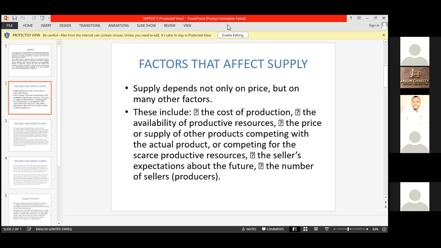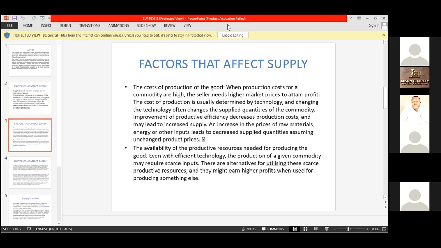That's the second factor. The third factor that we have to consider here is the availability of productive resources. Now you have the money. Do you have the resources? If the answer is yes, you can produce using the resources available. You have the money, you have the resources, but do you have the knowledge to produce it? Because knowledge is also a resource.